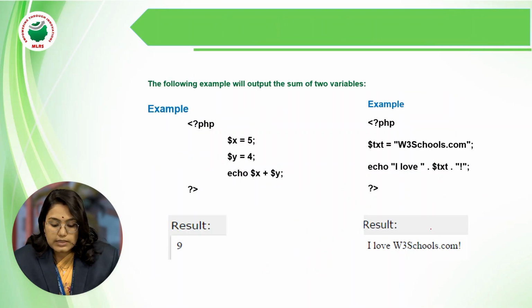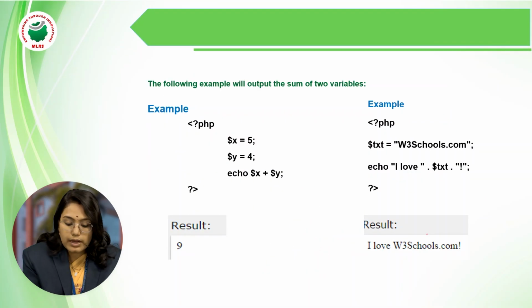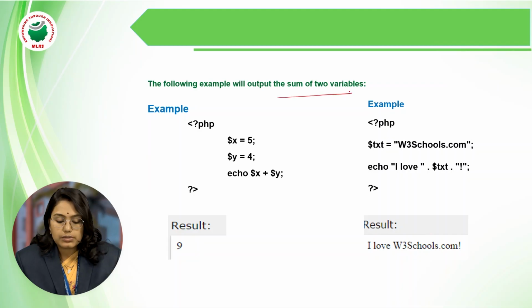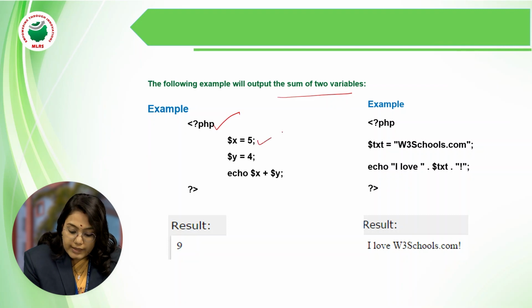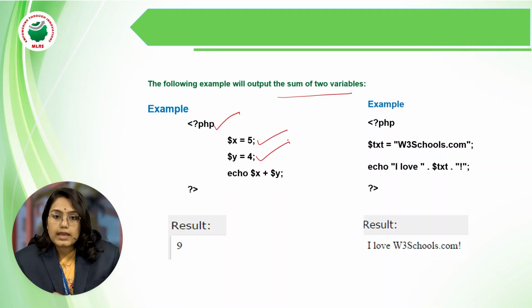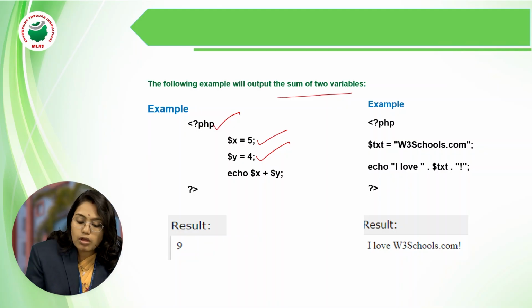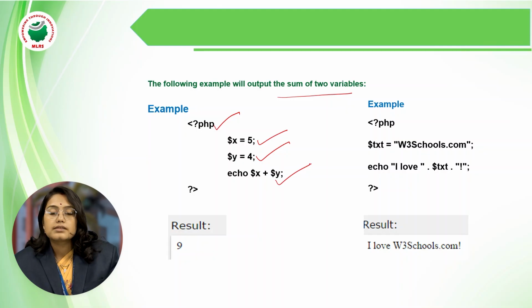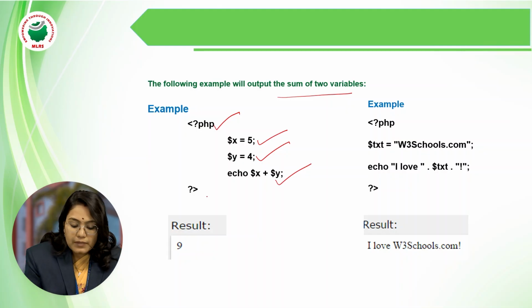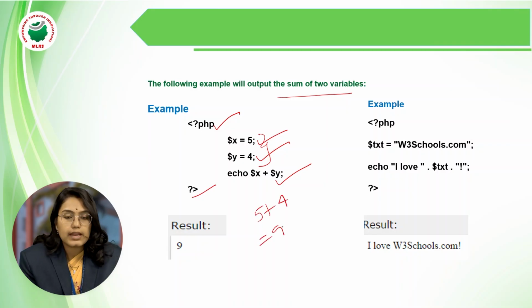Okay. Let's see one more example, the sum of two variables. After opening the PHP code, we are declaring $x equal to 5 and $y equal to 4. Let's see how the output will come. To print the output, we are going to use echo. So in echo, we should write $x plus $y. $x plus $y means 5 plus 4, that is 9. Yes, we got the result as 9.